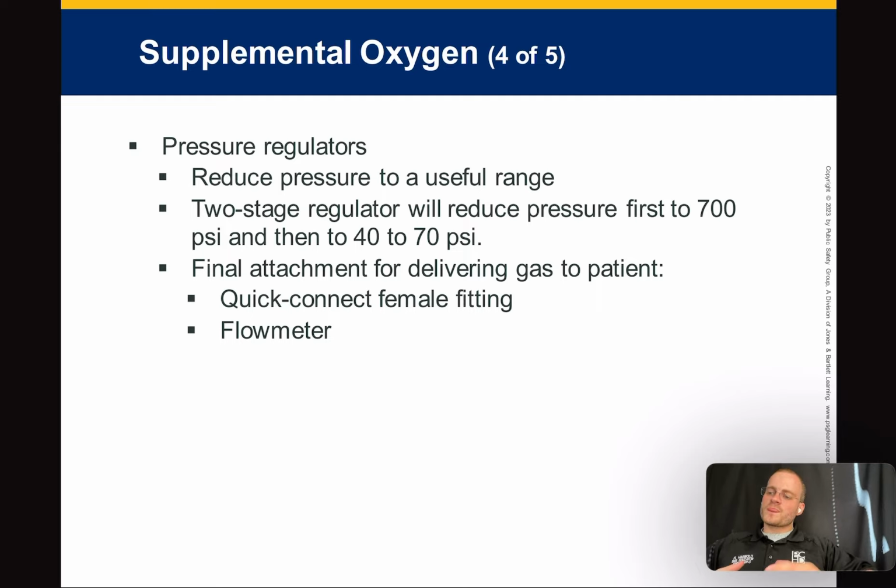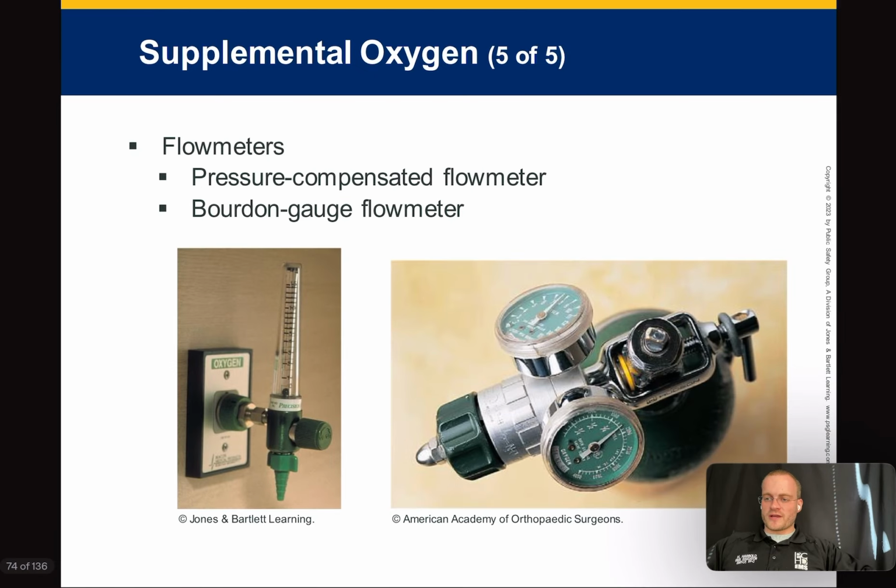Coming out of the bottle, it's going to reduce the pressure from 2,000 psi if it's full to like 700 psi. Then there's a second one that'll reduce it to like 40 to 70. So what we're actually seeing when we turn on an oxygen tank is around 40 to 70 psi, if the regulator is attached. Let me show you what this looks like.